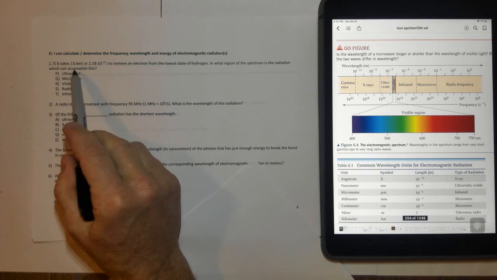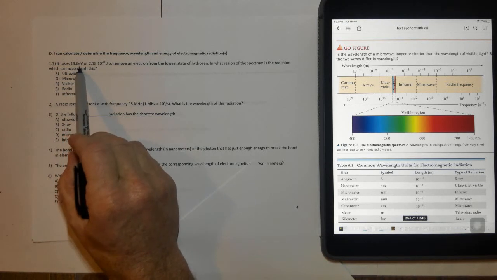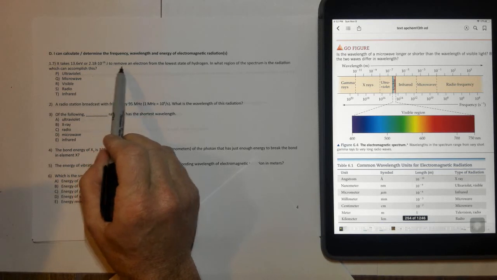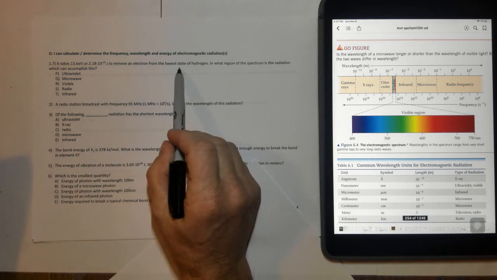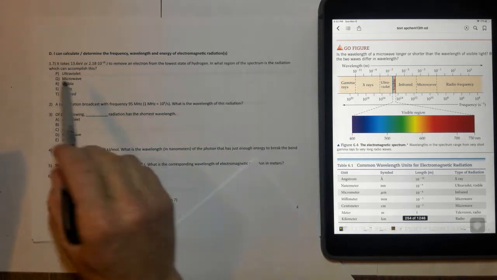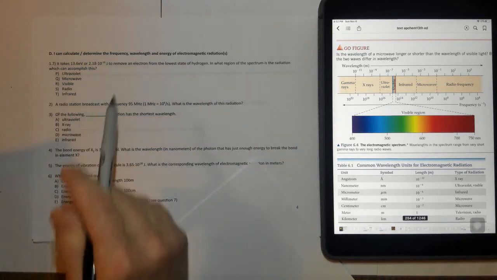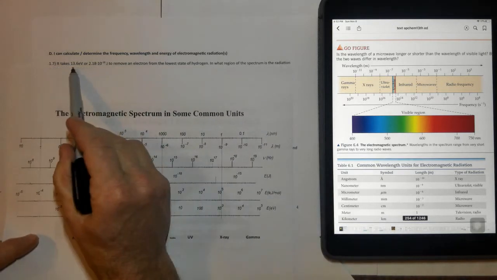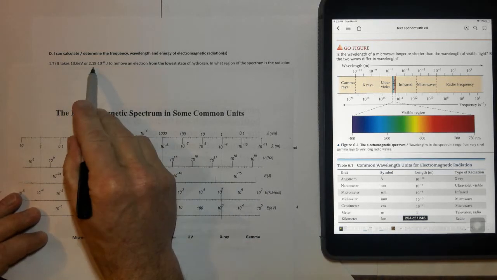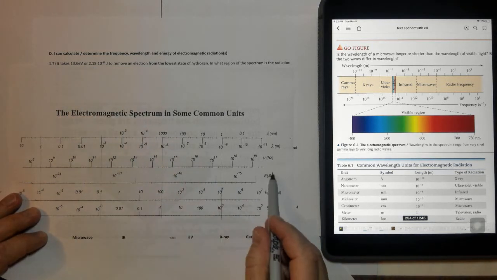So first of all, it says it takes 13.6 electron volts, or 2.18 times 10 to the negative 18th joules, to remove an electron from the lowest state of hydrogen. In what region of the EM spectrum is the radiation which can accomplish this? So first we need to find either 13.6 electron volts, notice electron volts are given right down here, or joules, 2.18 times 10 to the negative 18th joules.